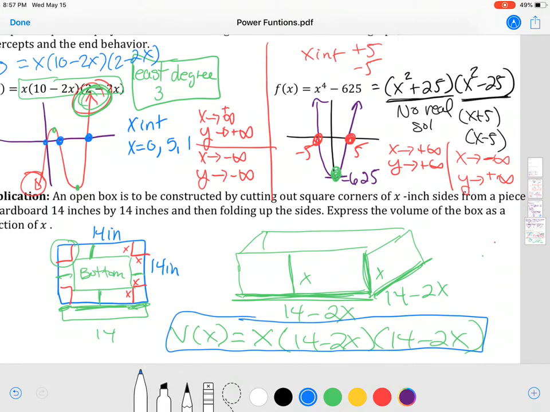So now I can plug in different values of x to see what value of x, what inch, would give me a maximum volume. Would 2 inches give me a maximum volume, or would 3 inches give me a maximum volume? So I can start plugging in values for x to determine the volume of the box.